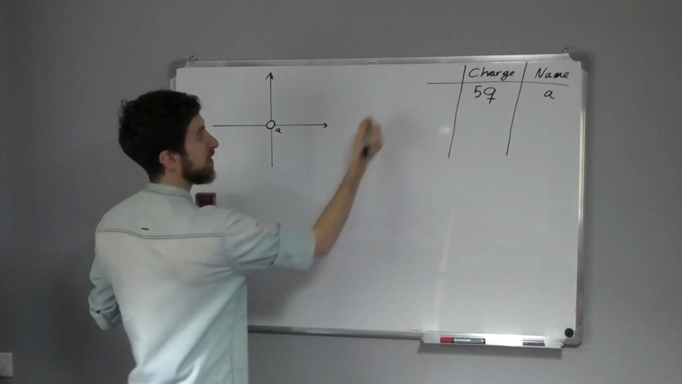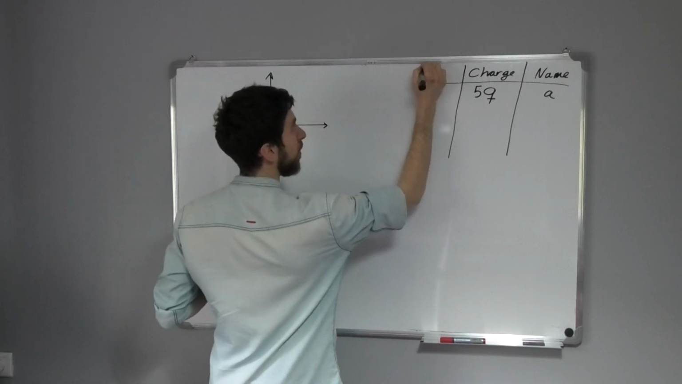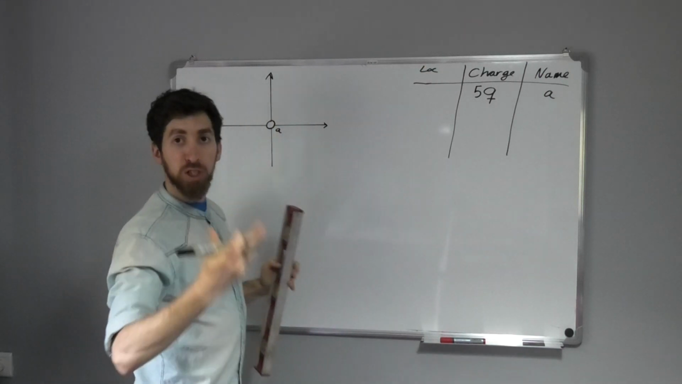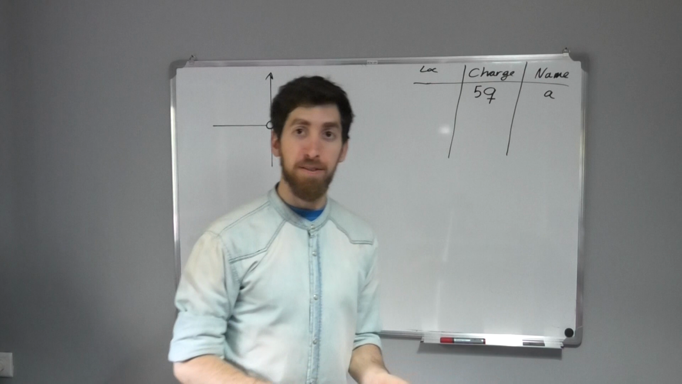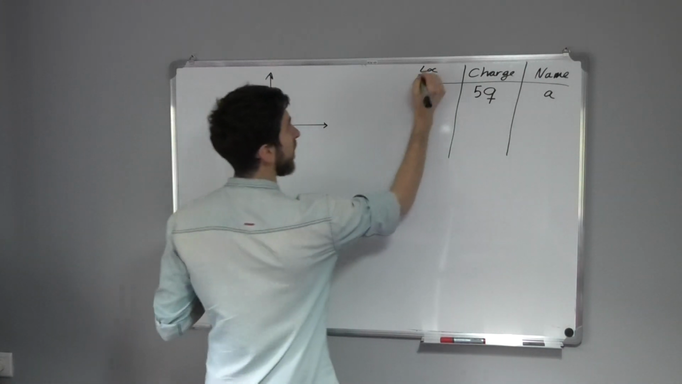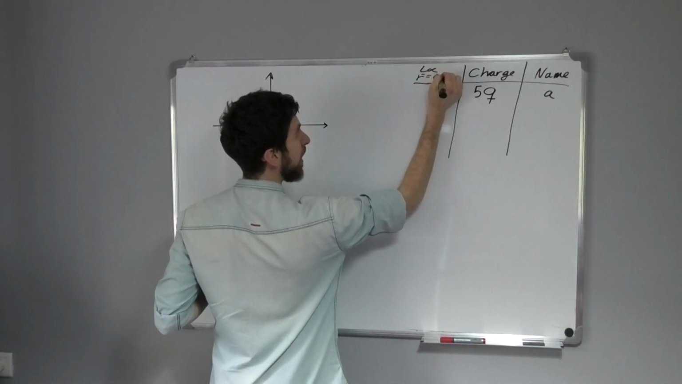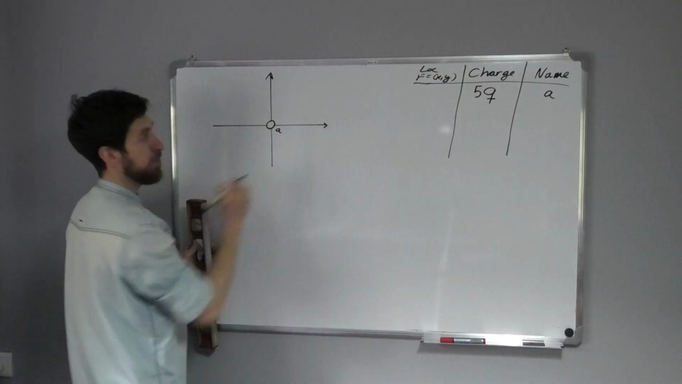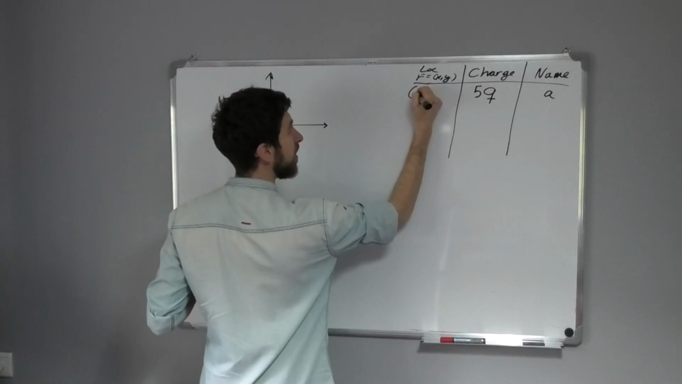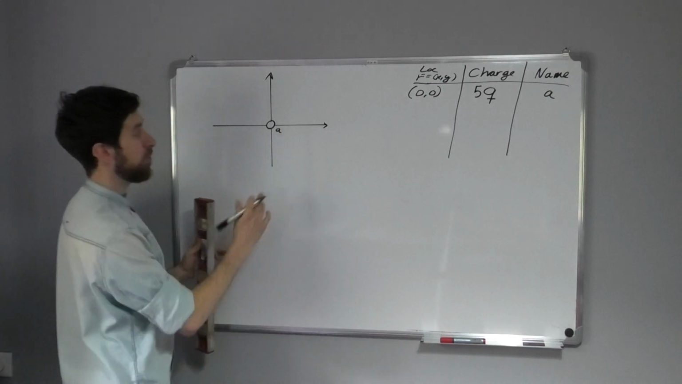And the last part of the table is the location. And how are we going to present location in a more mathematical form? We can use the vector R, which has some x value and y value, and if I put it at the origin, the value is 0 for x and 0 for y.